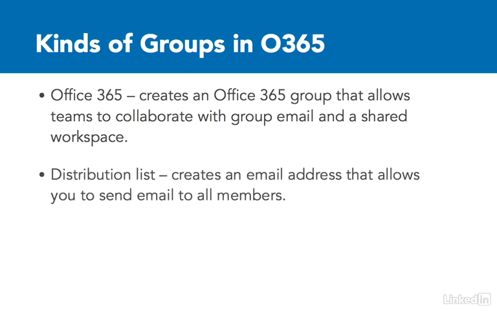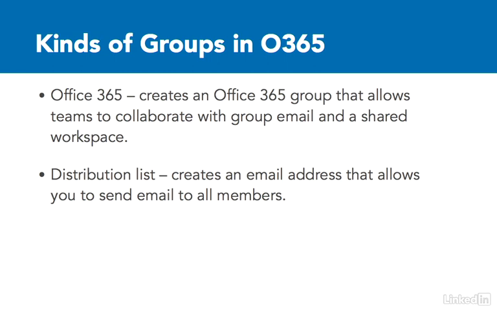So really, it's not a security entity, it's more of a convenience type of entity. It's kind of similar to a distribution list, although an Office 365 group has more capabilities. A distribution list is really just for email. It creates an email address that represents a collection of users. So you send to the distribution list, it sends email to all members on that list.